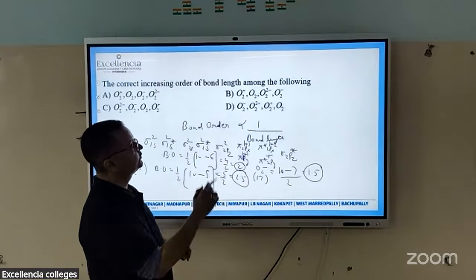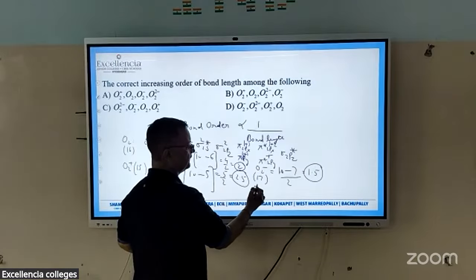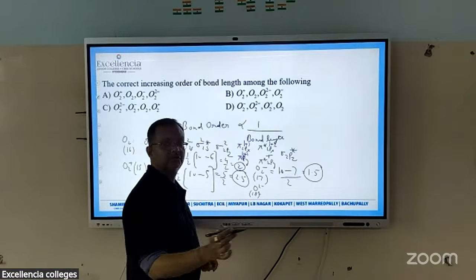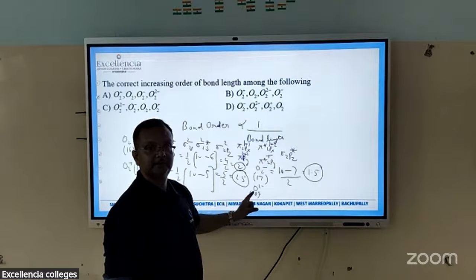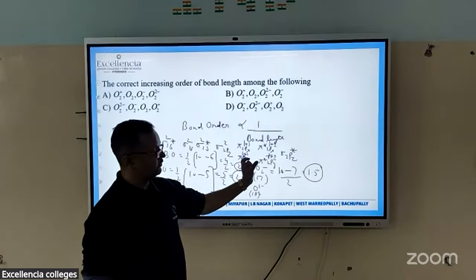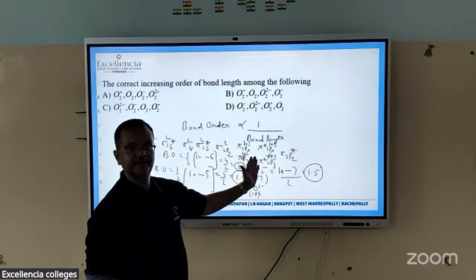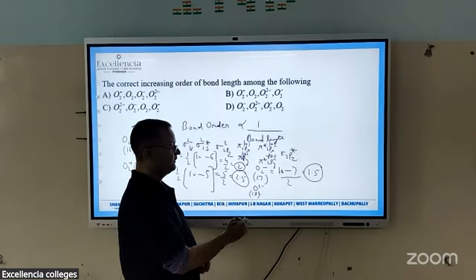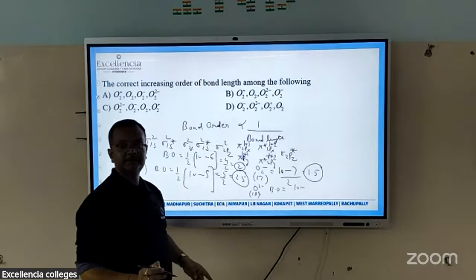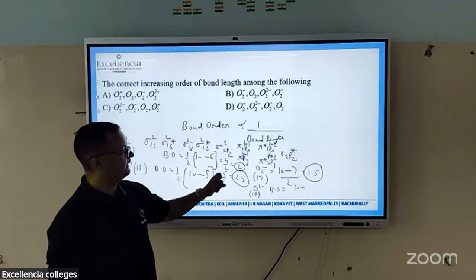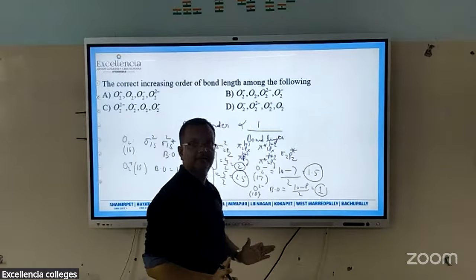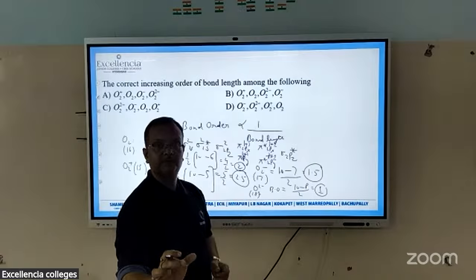And what about the next one, O2 two minus? How many electrons are there? 18. So one more electron is added, and that electron will again come in the anti-bonding orbital. So one more anti-bonding electron is added. Now what will the bond order be? Bonding electrons are the same, 10. Anti-bonding electrons are 2, 4, and then 6, 8. So 2 by 2 is 1. Correct? So we can find the bond order like that.